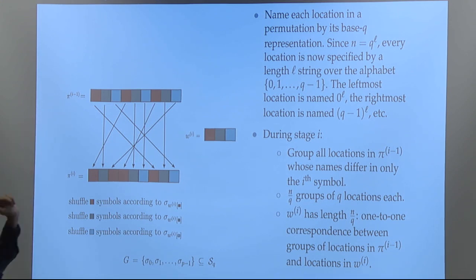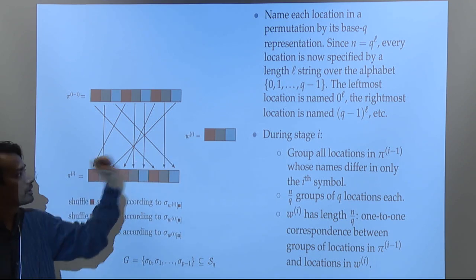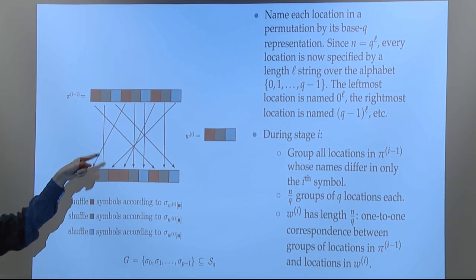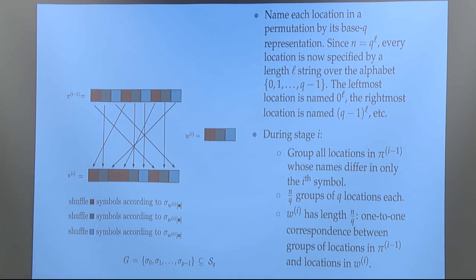So you'll have a red location in the shuffler, you'll have a green location in the shuffler, and a blue location in the shuffler. Okay, does that make sense? So the number of groups you have is exactly the same length as the shuffler. So every location in the shuffler has a corresponding group associated with it.